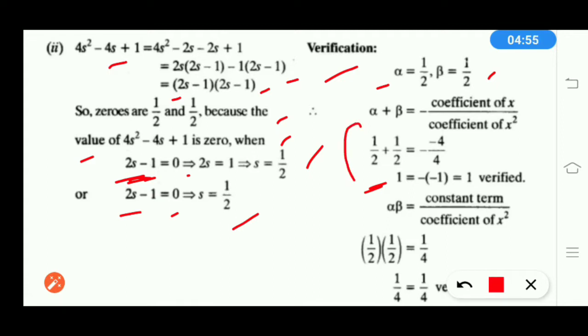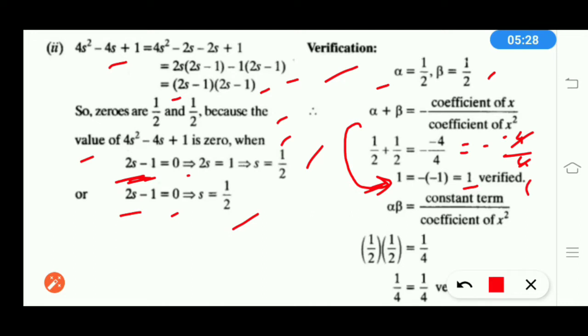So the value of alpha plus beta equals 1. Now on the right hand side, minus of coefficient of x. The coefficient of x is minus 4, so minus of minus 4 divided by the coefficient of x square, that means 4. So the 4s cancel, and minus 1 of minus 1 means plus 1. Clear? So alpha plus beta equals plus 1, and minus coefficient of x divided by coefficient of x square equals plus 1. That means verified.